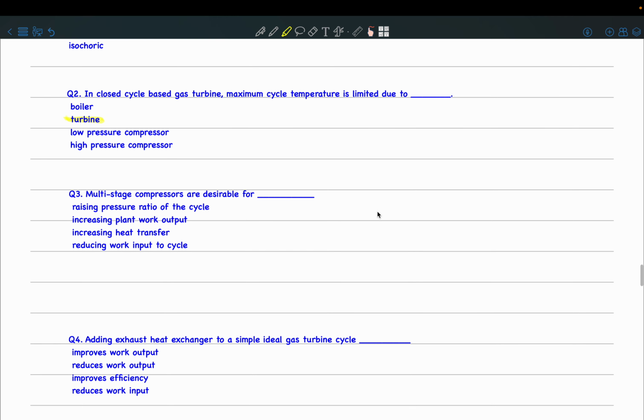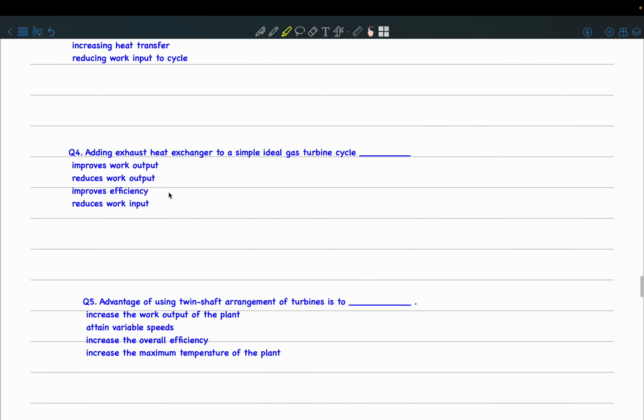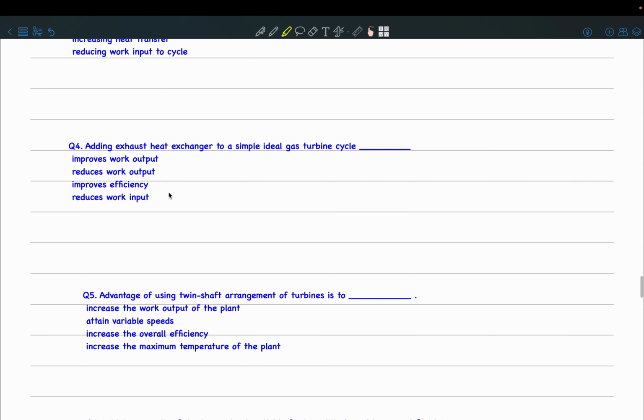Okay, multi-stage compressors are desirable for which of these following? Okay, compressors, do they increase work output? No. Do they do any heat transfer? No. Reducing work input to the cycle? No. So it's raising pressure ratio of the cycle. Okay. Alright, adding exhaust heat exchanger to a simple ideal gas turbine cycle would improve efficiency. Fine.